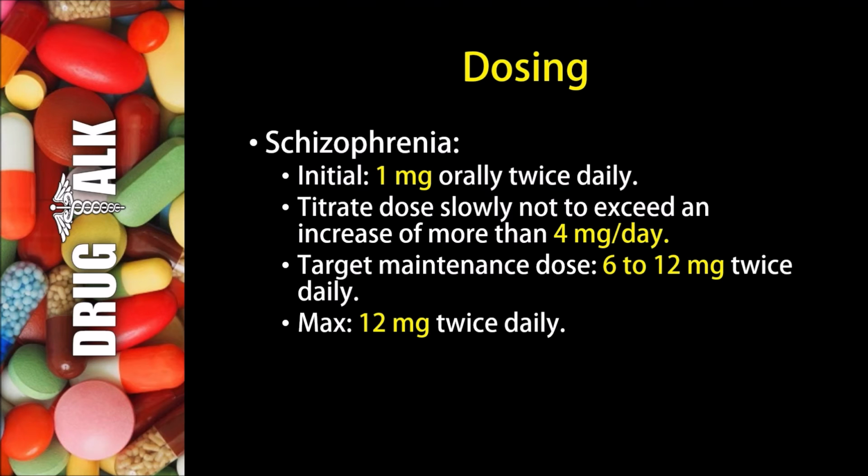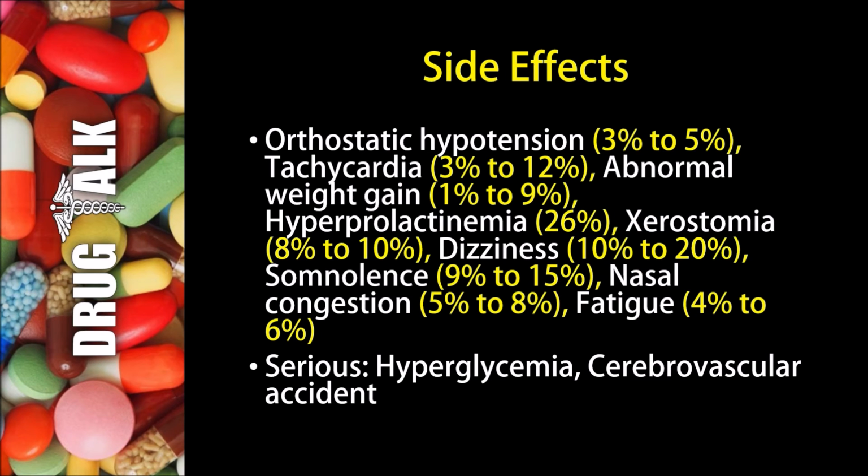Now, as with all medications, there are some side effects or adverse reactions that patients may experience while using iloperidone, so I'll go over some of those here now. Orthostatic hypotension, or a sudden drop in blood pressure when going from a seated to a standing position, may happen 3 to 5% of the time. 3 to 12% of patients may experience tachycardia, or a rapid heart rate. 1 to 9% may experience abnormal weight gain, and 26% of patients may experience hyperprolactinemia.